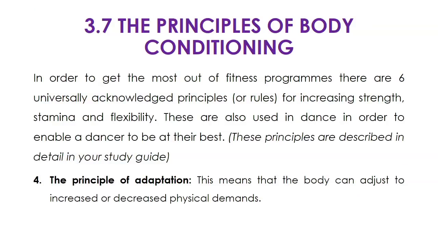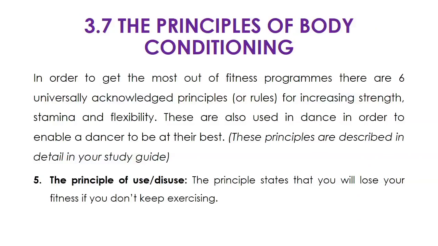The 4th principle is the principle of adaptation. This means that your body can adjust to increased or decreased physical demands. What this basically means, if you want to play cricket and you are going to practice hitting the ball every day, your body is adjusting to the increased practice of hitting the ball, which means you are going to be more accurate and you're going to hit the ball harder and more often and all of those things. The principle of adaptation. Number 5 is the principle of use or disuse. This principle is described in your book as use it or lose it. In other words, if you don't keep on exercising or you don't keep on doing what you're doing, you're going to lose your fitness. Even the fittest marathon runner in the entire world will lose their fitness if they do nothing for 2 weeks. This is the principle of use, disuse.